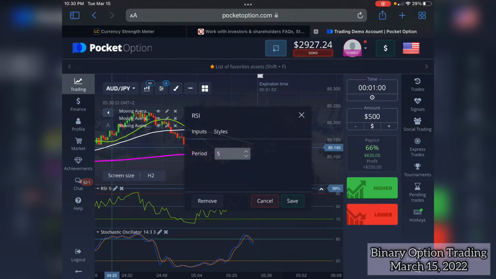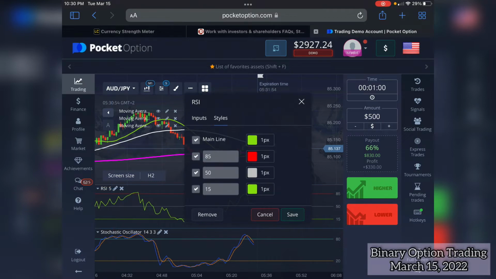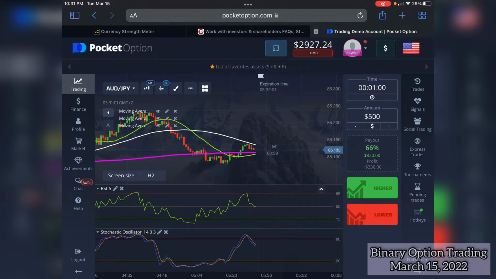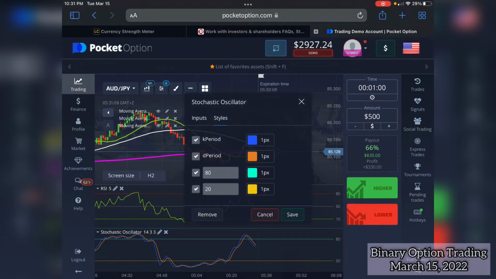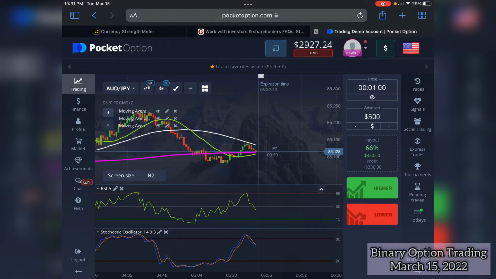Then I also have my RSI period as 5. Then I have my styles: my high is at 85 and my low is at 15. And then I have my stochastic oscillator as regular, and everything is just regular.